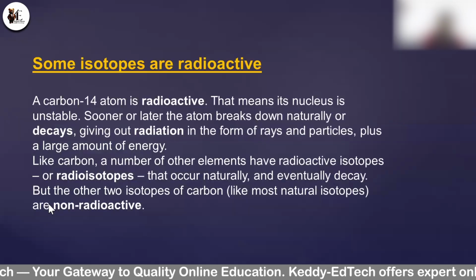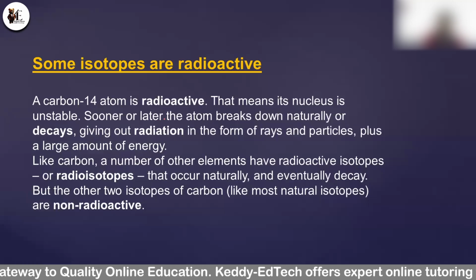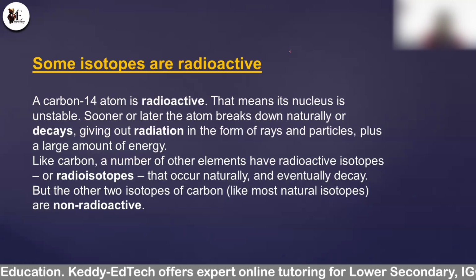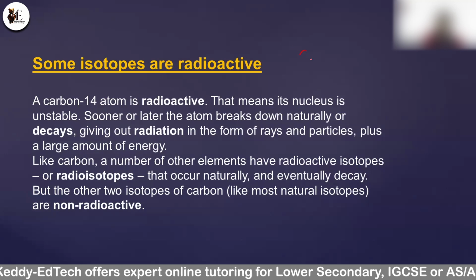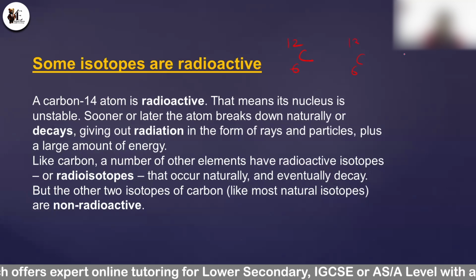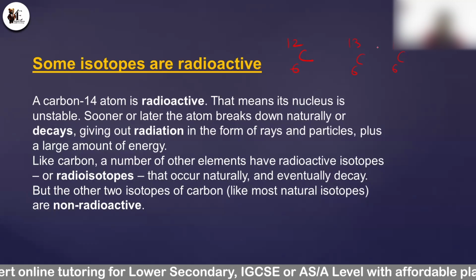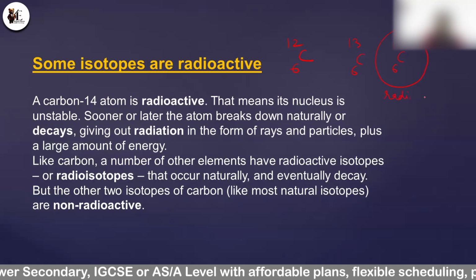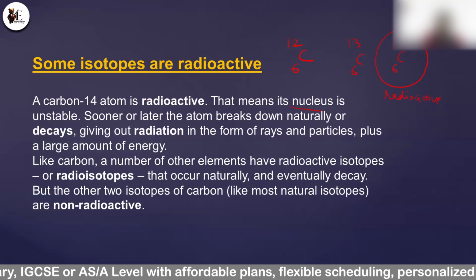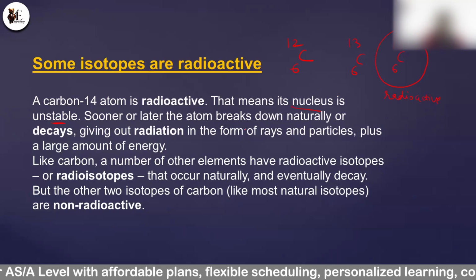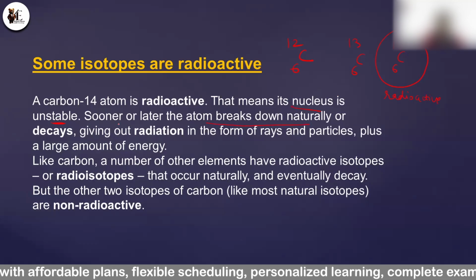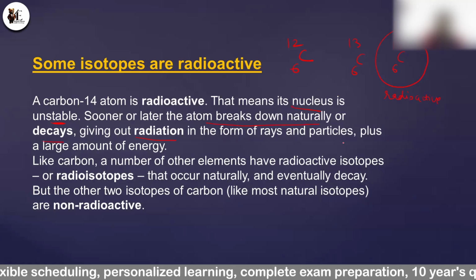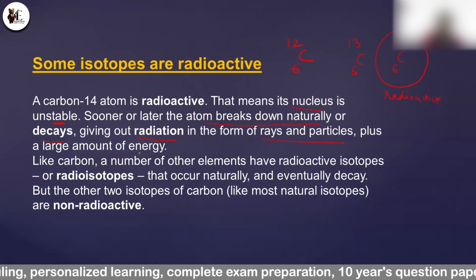Now some isotopes are radioactive. What is radioactive? For example, you have studied 3 examples: carbon 12, carbon 13, and carbon 14. So this is radioactive. Radioactive means that its nucleus is unstable. After some time, this atom breaks down naturally or it decays. It gives out radiation in the form of rays and particles. It gives us a large amount of energy.